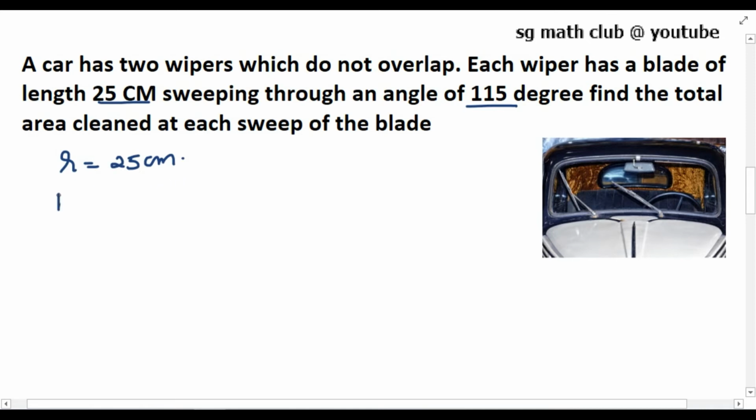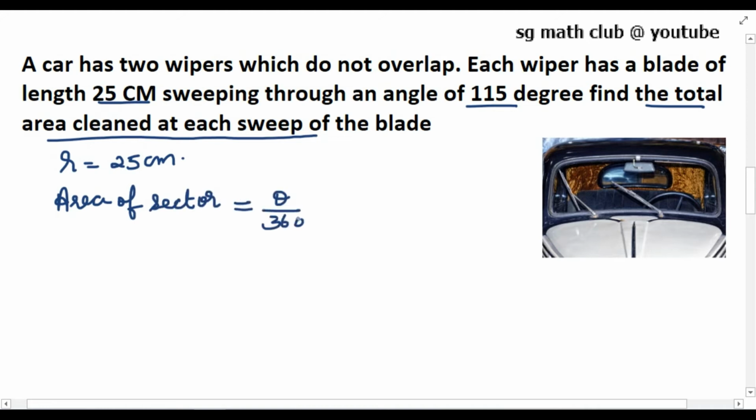We need to find the total area cleaned by each sweep of the blade. The area cleaned by each sweep is nothing but the area of the sector swept by the blade, which is given by theta by 360 into pi r square. Theta is given as 115 degree, so 115 divided by 360 into 22 by 7 into 25 the whole square.